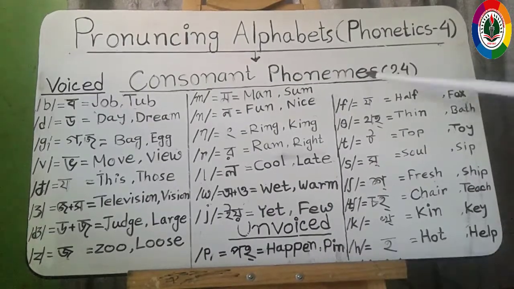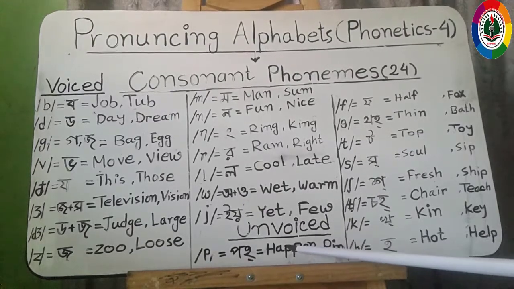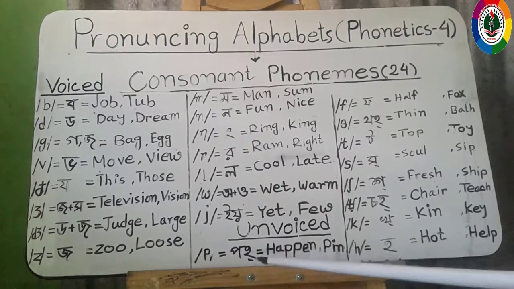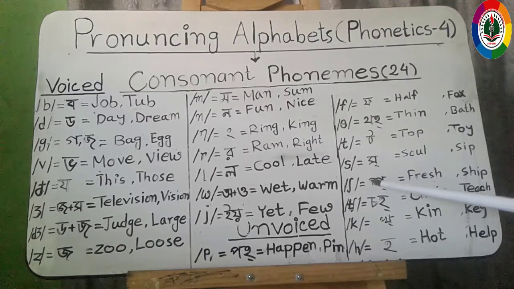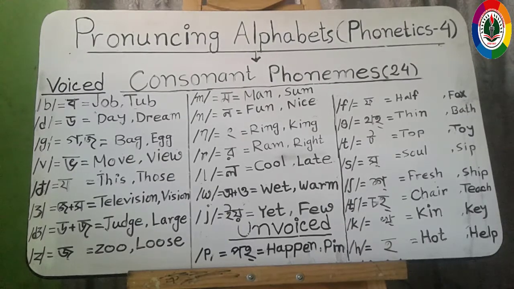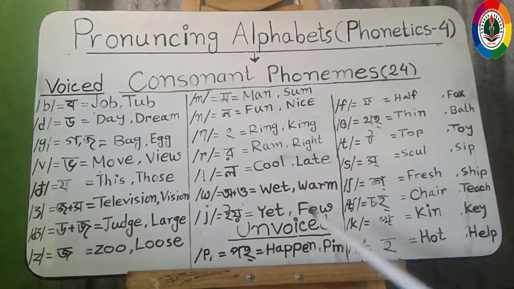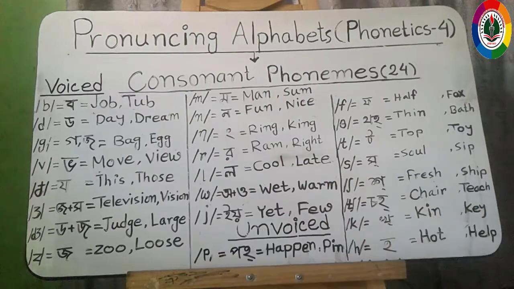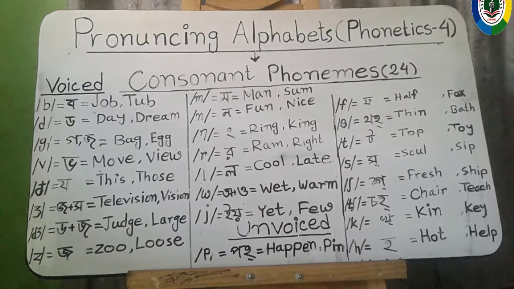Now, check these 9 unvoiced consonant phonemes. I have again placed my left hand on my throat and I am uttering these phonemes. You can do it with me: p, f, th, th, s, sh, ch, k, h. While I uttered these 9 unvoiced consonant phonemes, I found that my vocal cords didn't vibrate. So, this is the best difference between voiced and unvoiced consonant phonemes. The voiced consonant phonemes always make our vocal cords vibrate, and the unvoiced consonant phonemes don't.